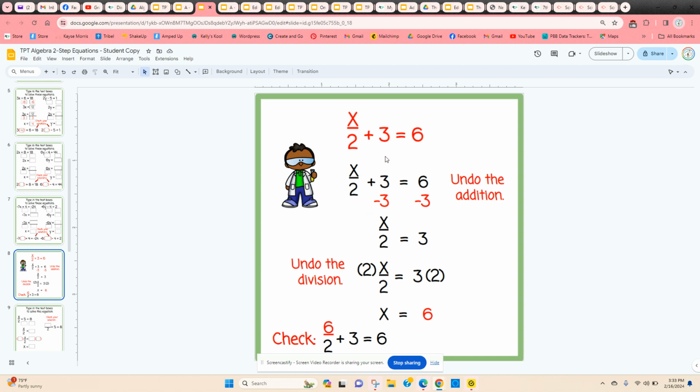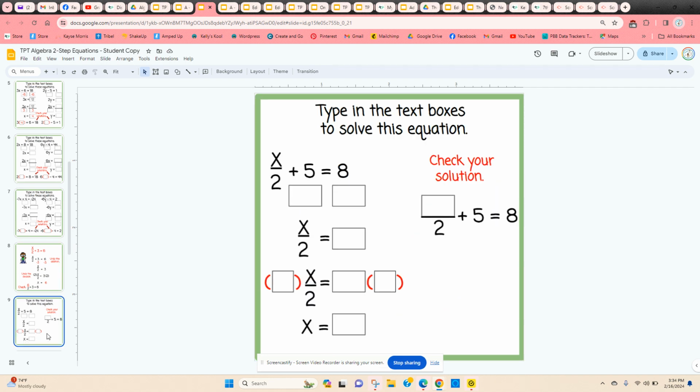It's the opposite of order of operations. So we're going to subtract 3 from both sides. Now here, to undo this division, they have to do the opposite operation, which is multiplication. So they're going to multiply both sides of the equation by 2, and they get x is 6. And then they can check it in the original equation. So they're going to be doing that on the next few slides.